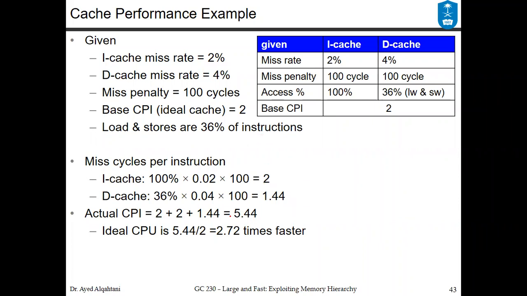So if you compare this amount, which is the effective or the actual CPI, to the base CPI, and you get the ratio, you can get the speedup or the slowdown, and you can see that the ideal CPU is 5.44 divided by 2, which is 2.72 times faster than the actual CPI. So we are telling you here, because of the miss rates and the miss penalties, now the CPU performance is getting worse.